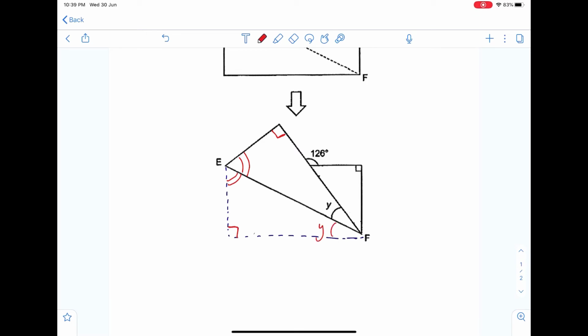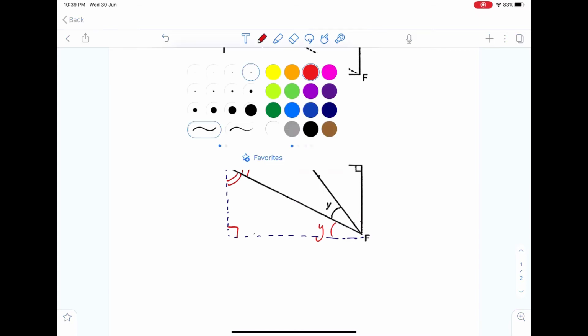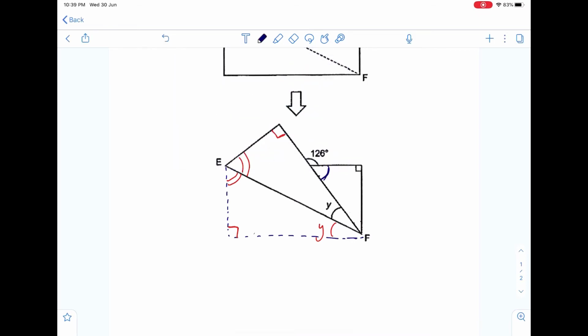Now to solve this question, we need to figure out what we can find first. So this particular angle in dark blue, we can find that first. 180 minus 126, 54 degrees. So over here will be 54 degrees. And with that, we can also find this green angle over here, which is 180 minus 90 minus 54 degrees. 36 degrees. So the green angle is found.